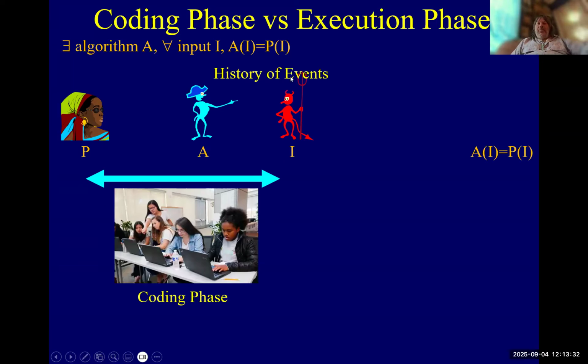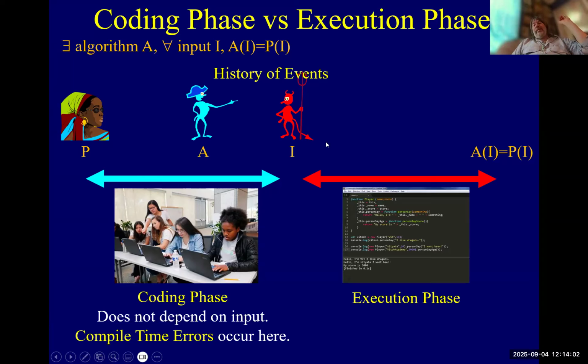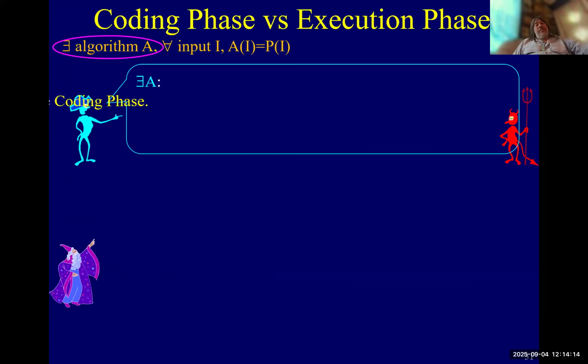We're going to split time based on what happens before the input versus what happens after the input. What happens before the input, we decide the problem and we come up with an algorithm for it. All of these things don't depend on the input. So it's the coding phase, it's compile time errors, we don't know the input. What happens over here is we actually execute on a particular input, and then this does depend on the input, and you get runtime errors. All right, that makes sense?